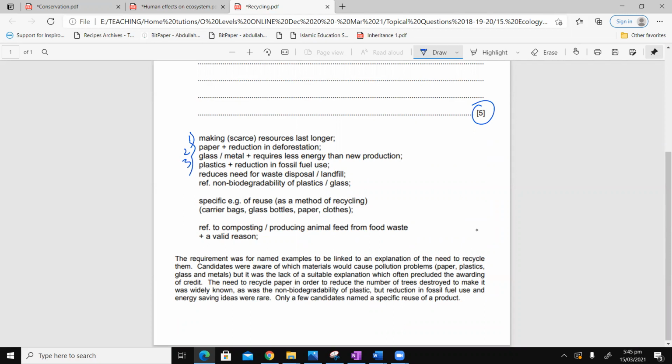Also glass slash metal, we need to conserve that also. Why? Because uski production requires less energy than new production, because new production requires a lot of energy. Okay, अगर हम उसको recycle और glass को recycle usually आपको पता है वो किस तरह करते हैं, they melt the glass and then they can reshape it. And of course plastics, the reason is it reduces in the fossil fuel use, reduces the need for waste disposal landfills, reference to non-biodegradability of plastic glass.